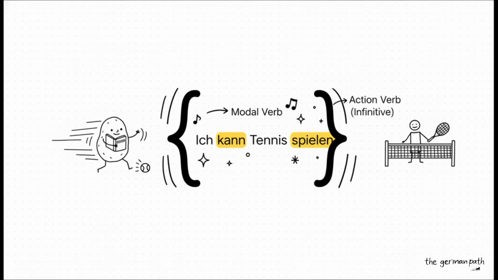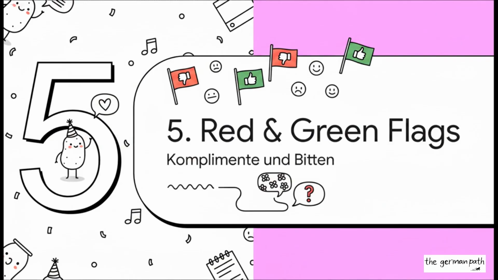So in the sentence, ich kann Tennis spielen, meaning I can play tennis, the modal verb can takes position 2, always. But what happens to our action verb, spielen? Boom! It gets kicked all the way to the very end of the sentence and it just stays in its original infinitive form. So cool, right? Rule summary. The modal verb takes position 2 and kicks the action verb in its infinitive form to the absolute end of the sentence.